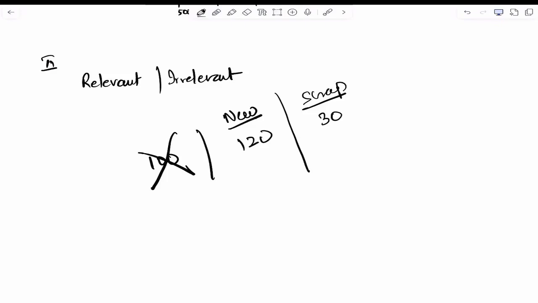Next. Irrespective of the product selected, the total factory rent will not change, and hence it will not be relevant for decision making.